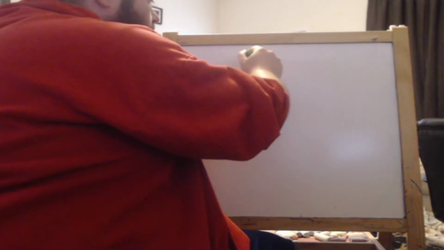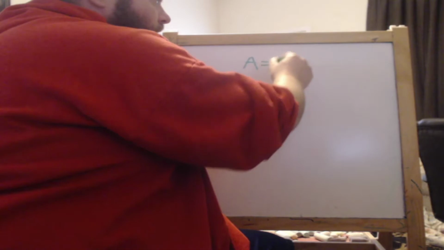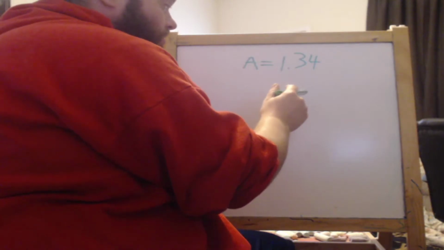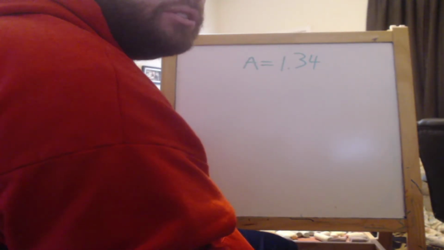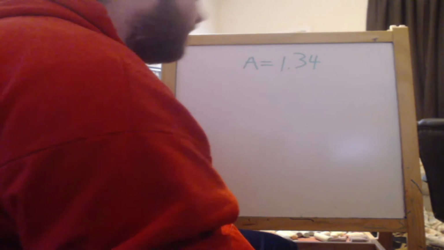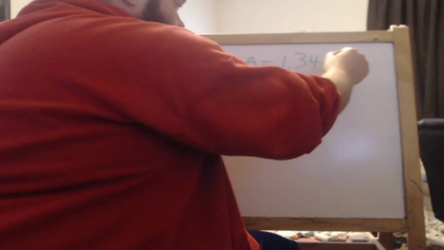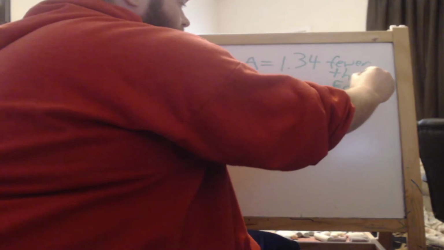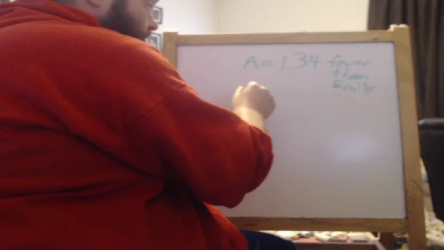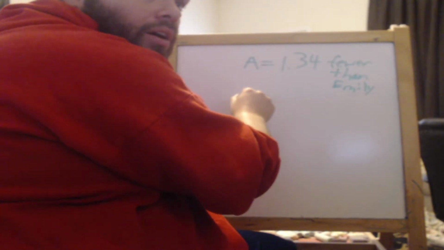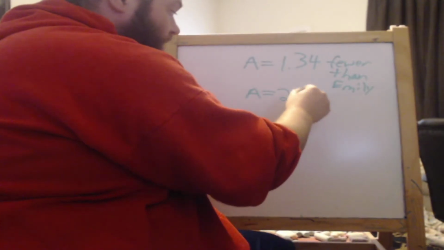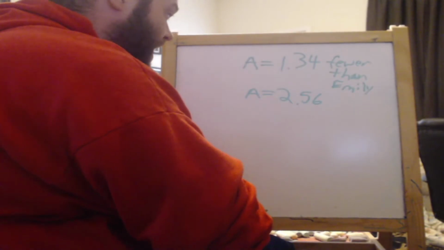So Alyssa did 1.34 fewer miles. Okay? So she walked fewer miles than Emily. And Alyssa walked fewer than Emily. Then it says Alyssa actually walked 2.56. How many miles did Emily walk?